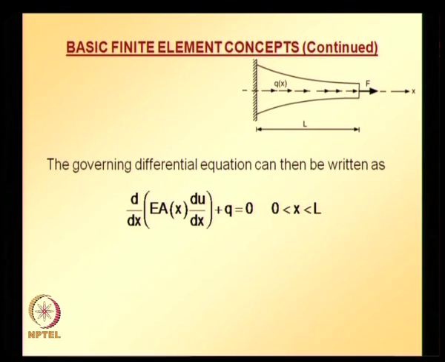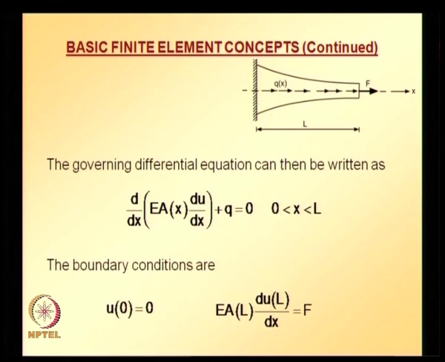So, for the two boundary conditions, we need to look at the problem that we are already looking at and write the corresponding boundary conditions. The first boundary condition, as I mentioned to you, is that the bar is fixed at the left side, that is, at x is equal to 0, the displacement is equal to 0.